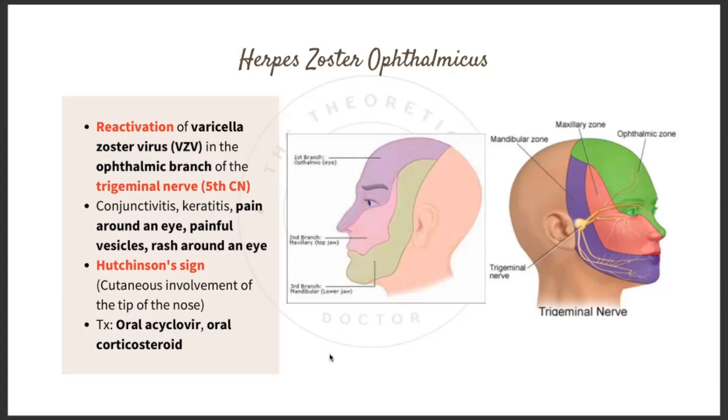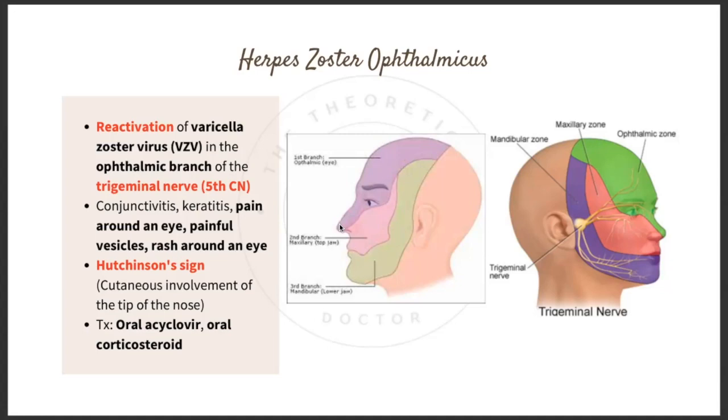So the patient would have conjunctivitis, keratitis, pain around the eye, painful vesicles, or rash around the eye. There's also Hutchinson sign. So it's cutaneous involvement of the tip of the nose. Basically, you'll see rash formation at the tip of the nose, but sometimes it can even affect from here, from the forehead up till the nose.